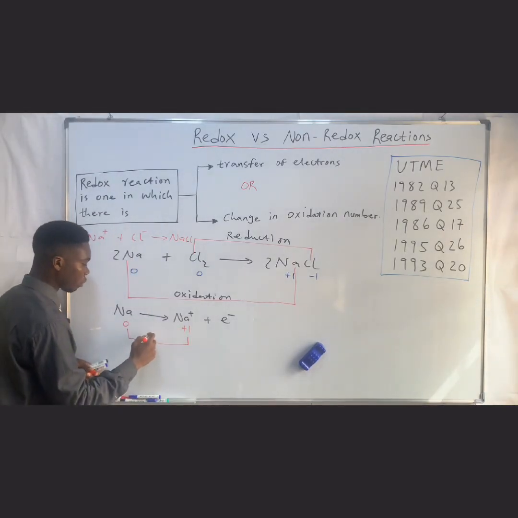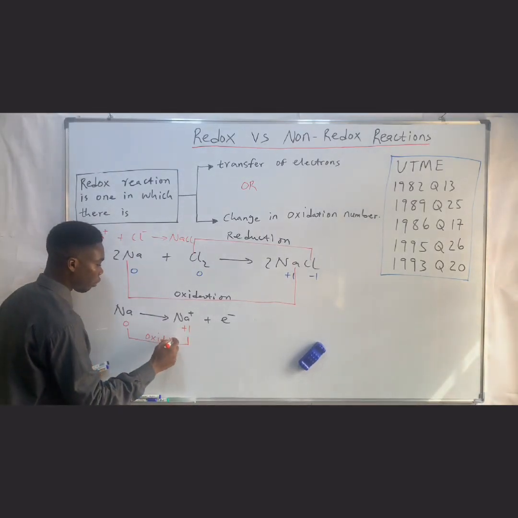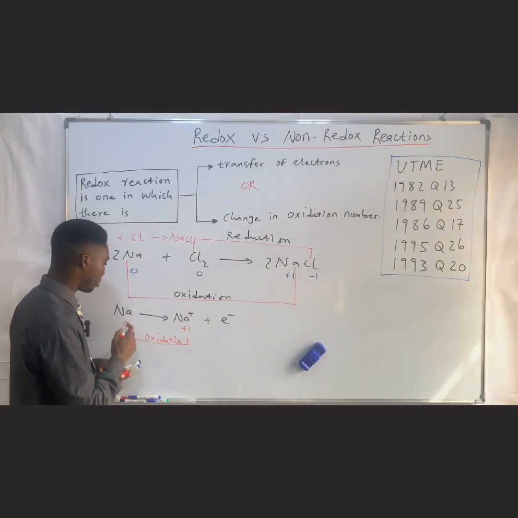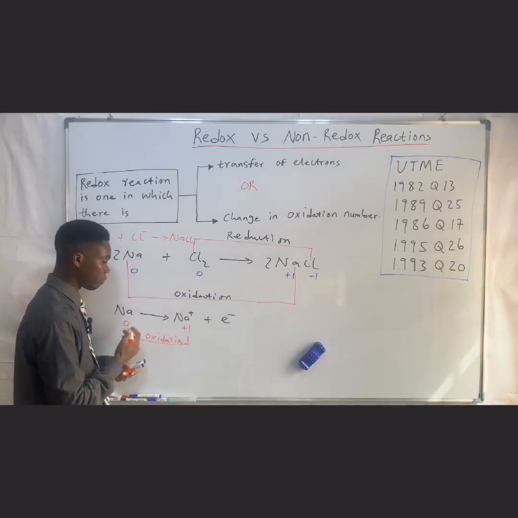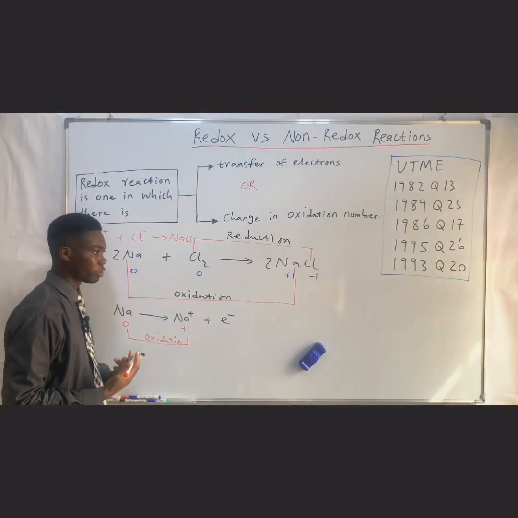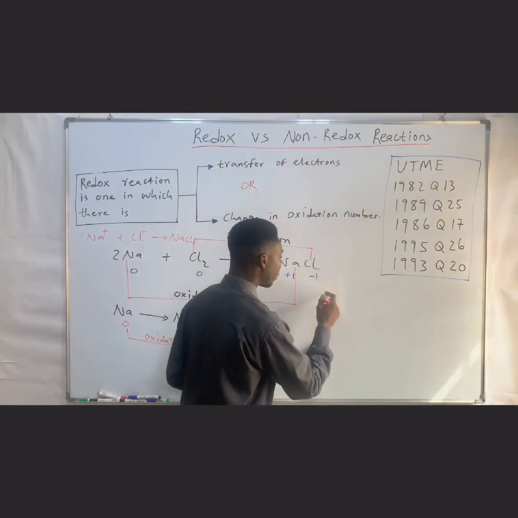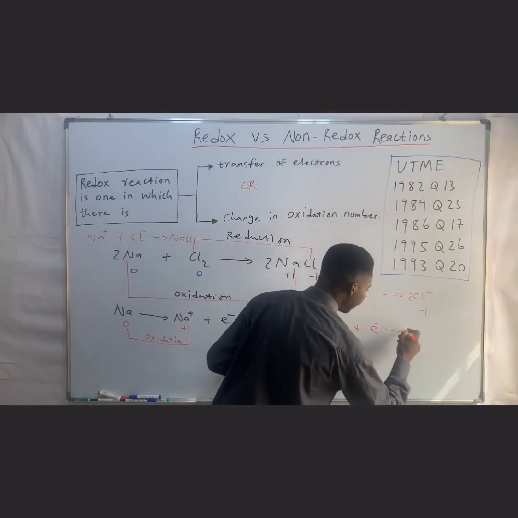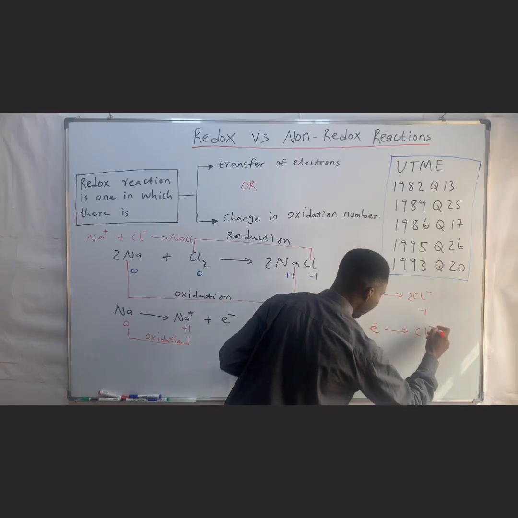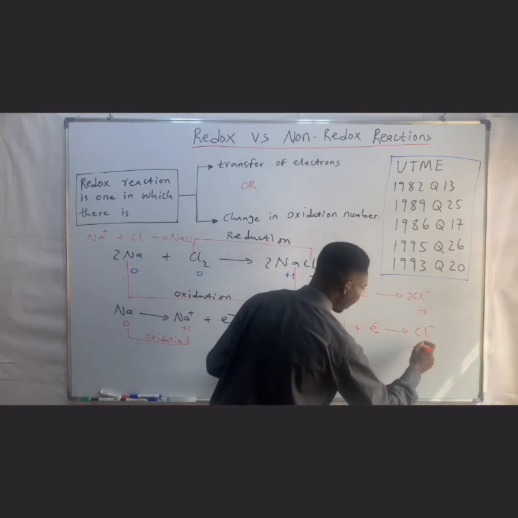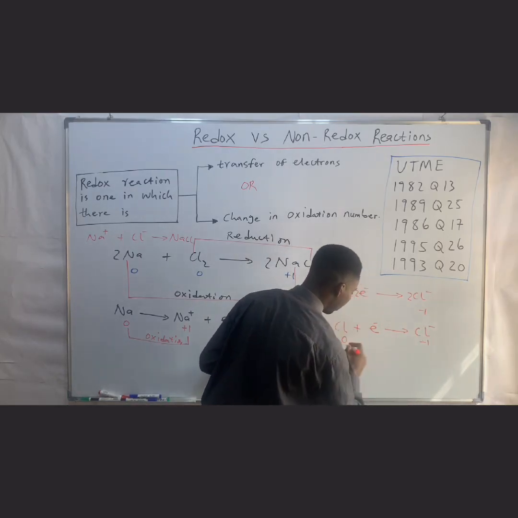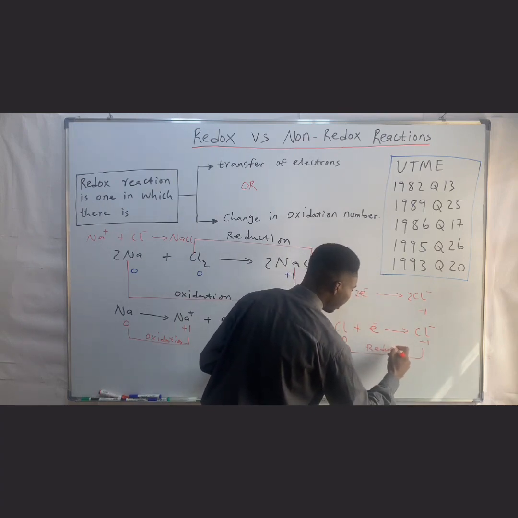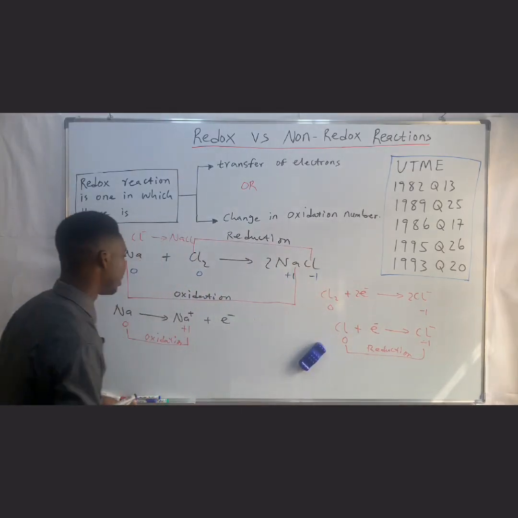Okay, you can see that from 0 to +1, what will you call that? Oxidation. So you can see that sodium undergoes oxidation. So oxidation is simply what? Increase in oxidation number. From 0 to +1 is an increase in oxidation number. Therefore chlorine, when chlorine gains an electron, it becomes what? Cl-. And chlorine here is 0, and chlorine here is what? -1. So from 0 to -1 is what? Reduction.